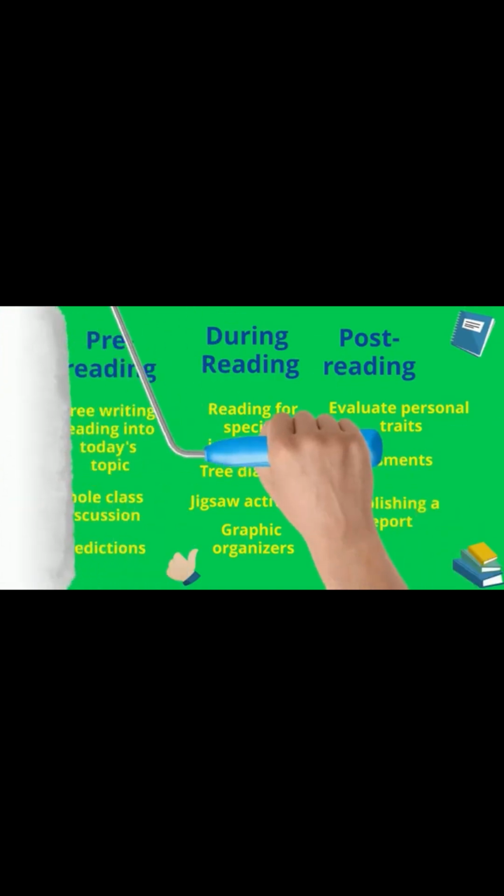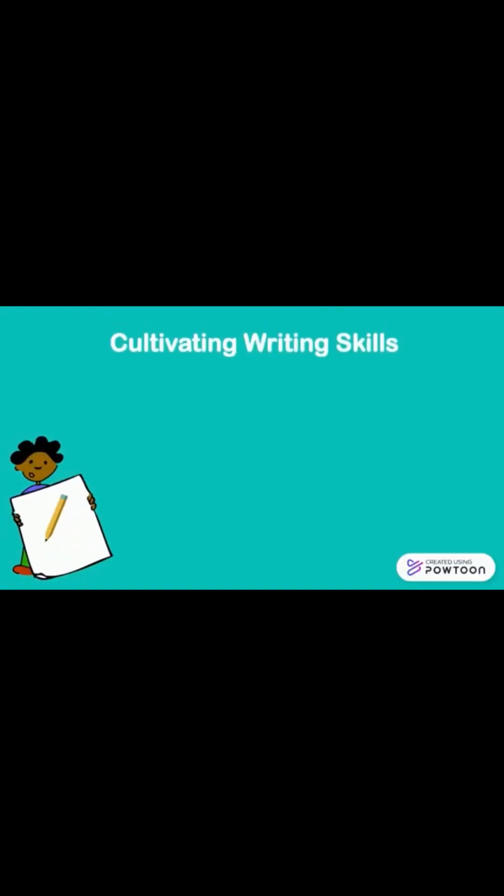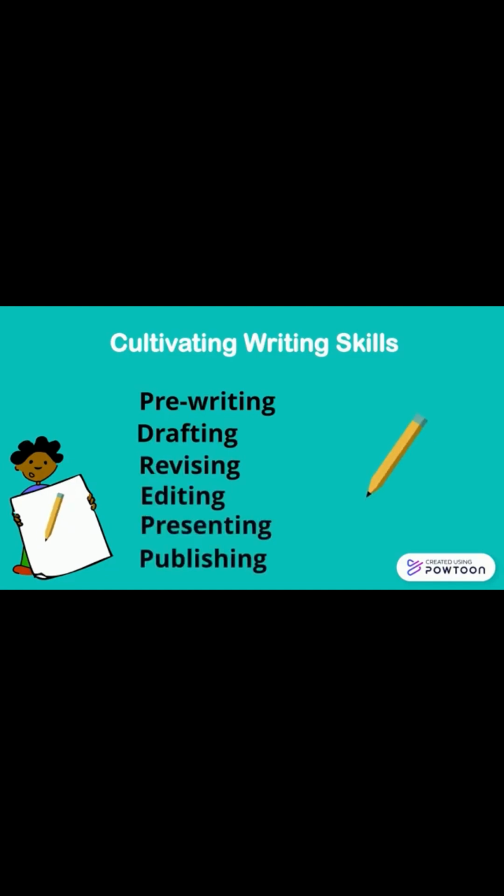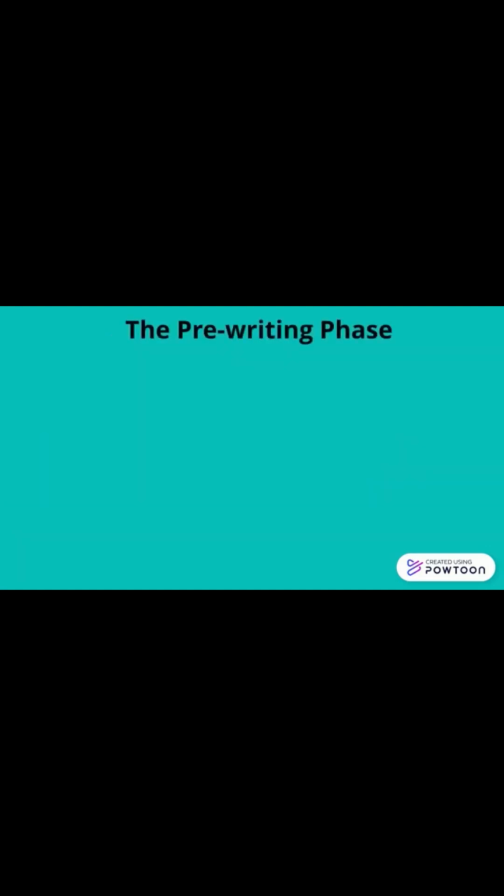Now, let's talk about cultivating writing skills. The writing process is divided into 6 stages: pre-writing, drafting, revising, editing, presenting, and publishing. Now we will focus on the pre-writing phase. In the pre-writing phase, students brainstorm.